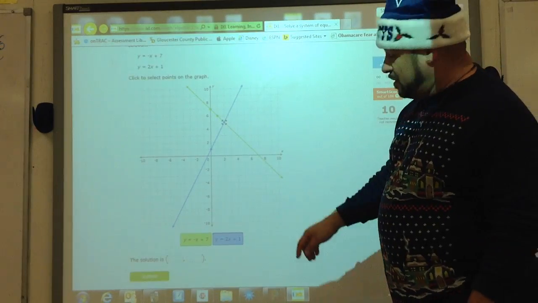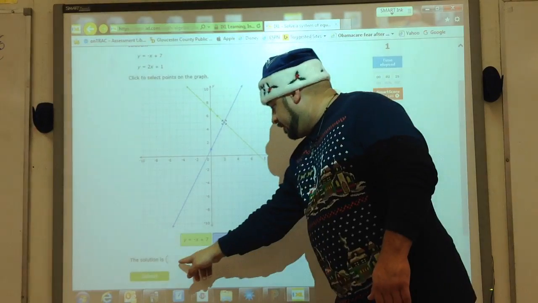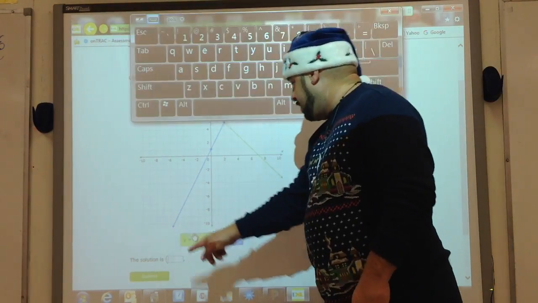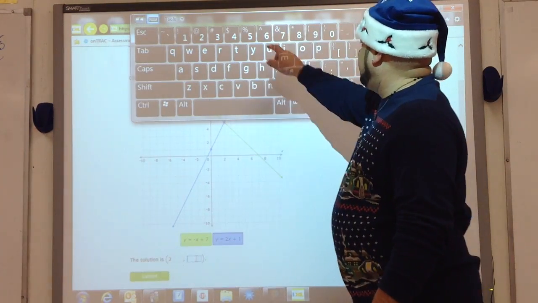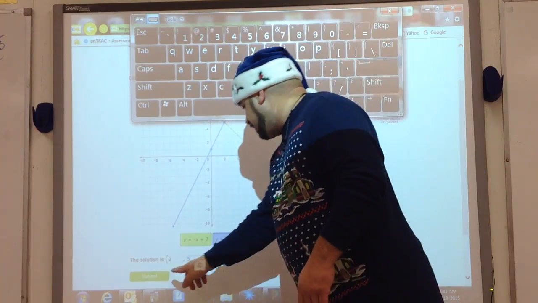All right, does everybody see that? So we're going over 2, up 5 to get to that point that is a solution to both equations. So I'm going to type it in. I have 2, and then here I have 5, and then I hit submit.